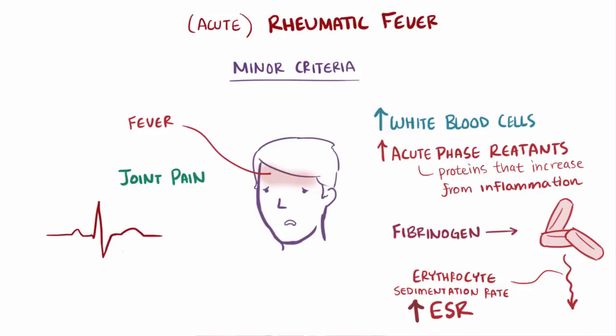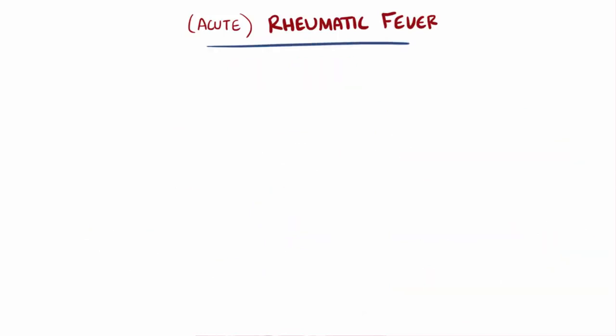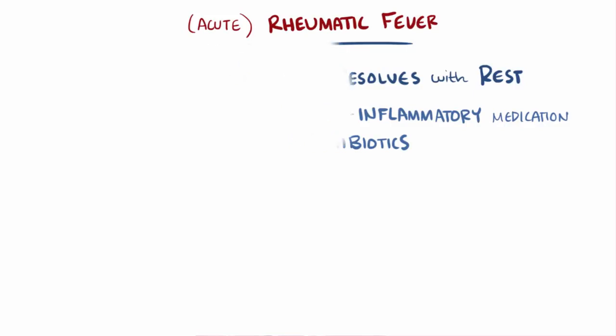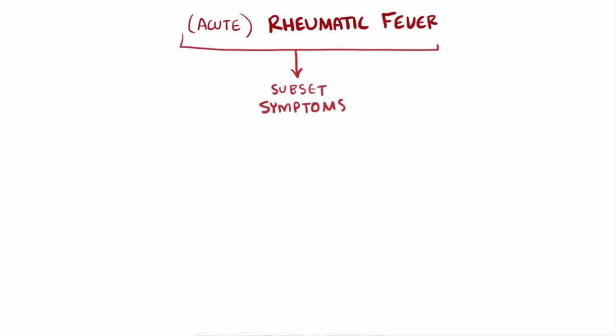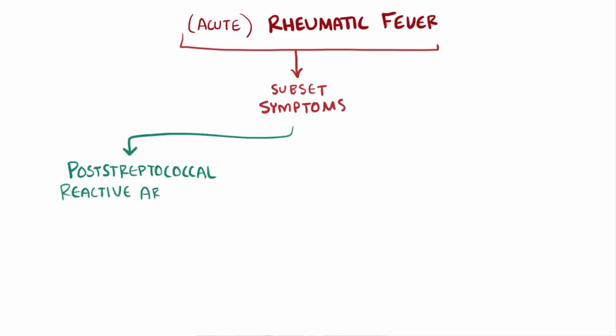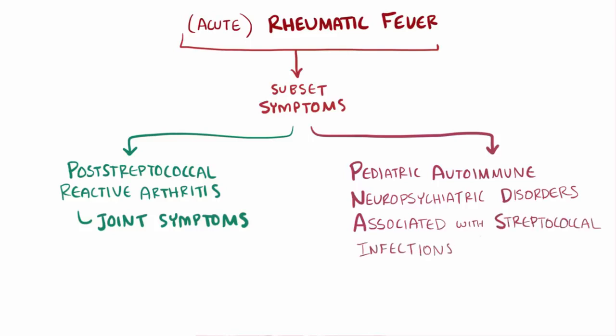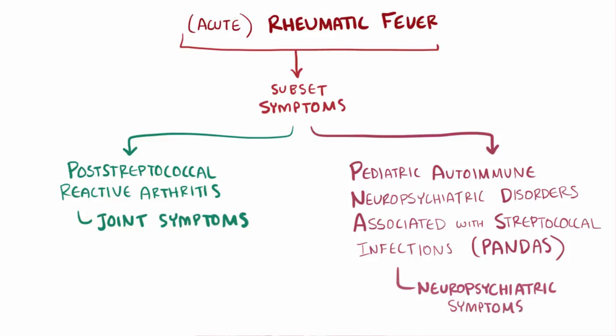Finally, due to heart-related symptoms, they might have changes in their electrocardiogram, or ECG. Acute rheumatic fever usually resolves with rest, anti-inflammatory treatment, and maybe antibiotics like penicillin to wipe out any strep that's hanging around in the throat. It's worth mentioning that some patients might only have a subset of symptoms, in which case they might be classified differently. For example, post-streptococcal reactive arthritis includes patients with joint symptoms, and pediatric autoimmune neuropsychiatric disorders associated with streptococcal infections, or PANDAS, includes patients with neuropsychiatric symptoms.